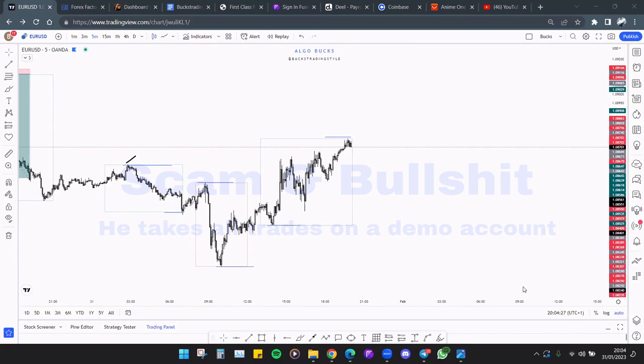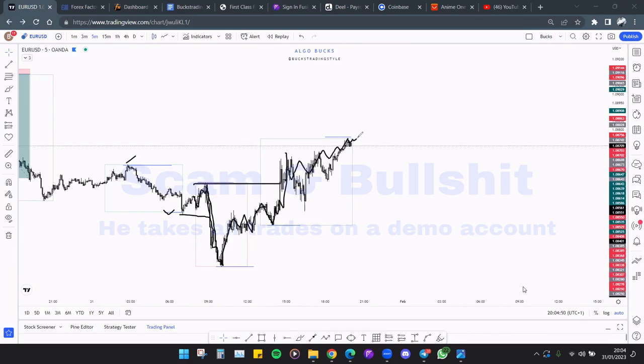So Frankfurt took out Asian low, and then Frankfurt failed to take out Asian high. So Asian low has been taken. Then when we got to London, what did London do? London took out Frankfurt low, and then it created London low. Then during New York, New York took out London high. Now in future, price might come back to take out both New York low and London low.